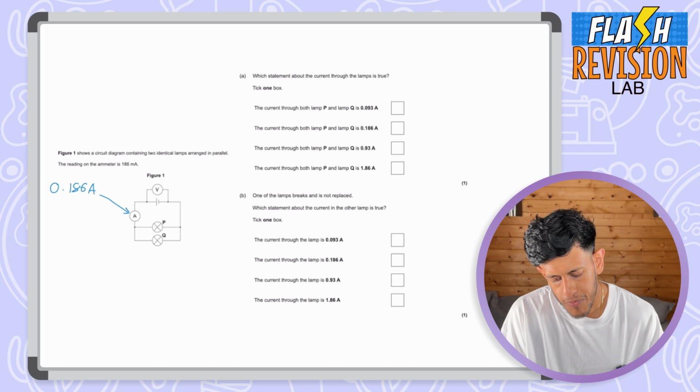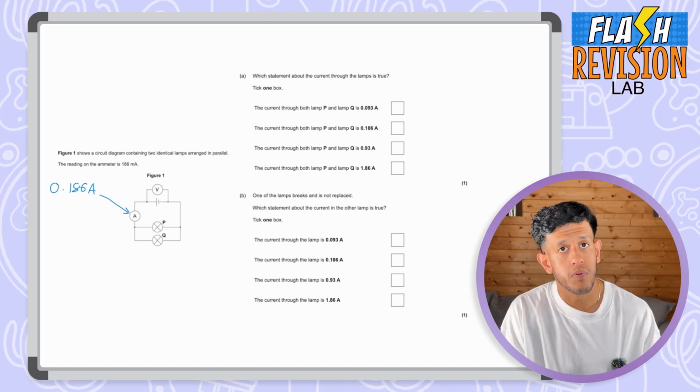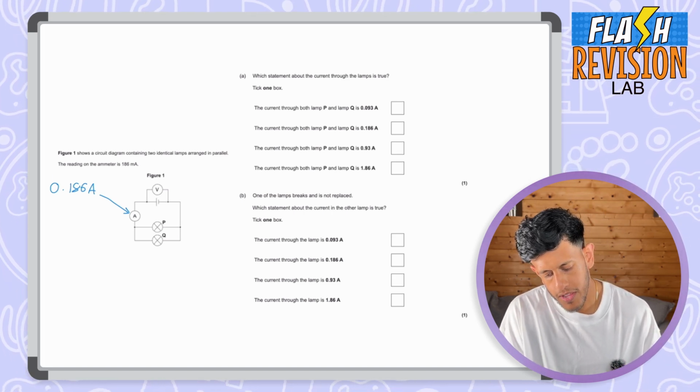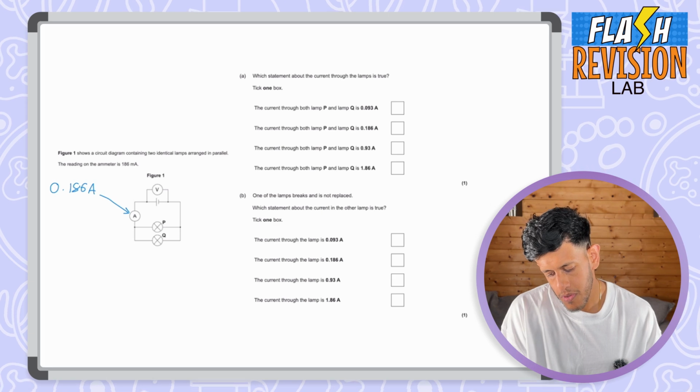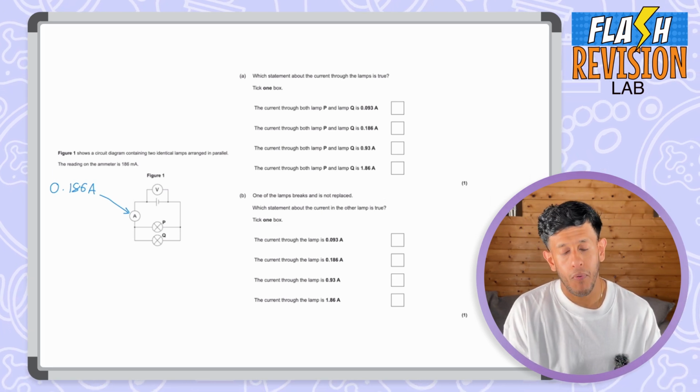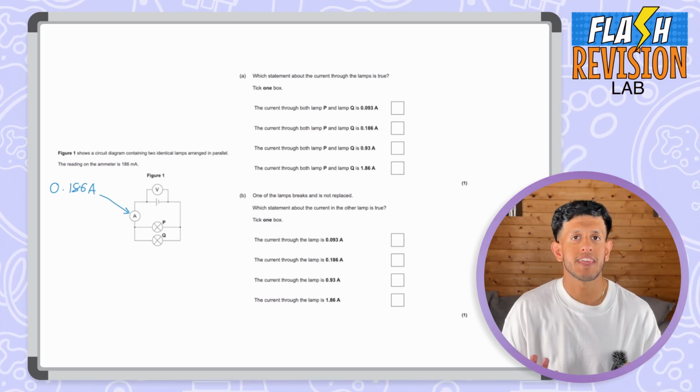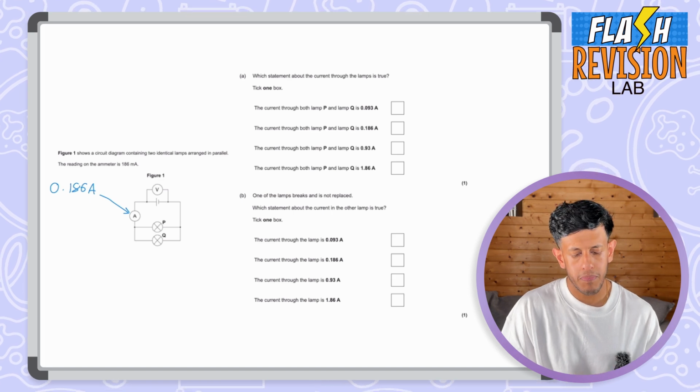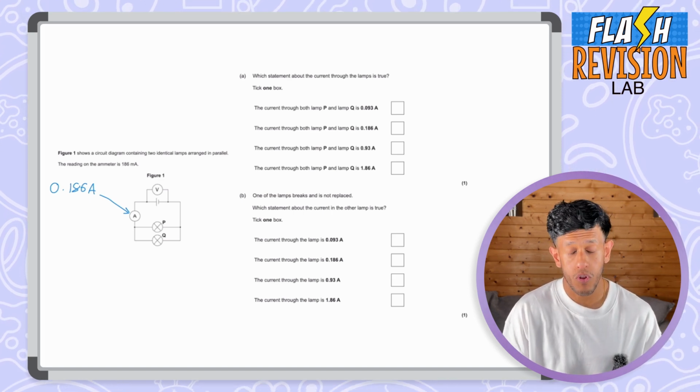Tick one box. The current through both lamp P and Q is 0.093 amps. The current through P and Q is 0.186. It's 0.93 or it's 1.86. Now for this we need to think about our circuit rules. Once you remember these circuit rules, all these questions hopefully become a lot easier.